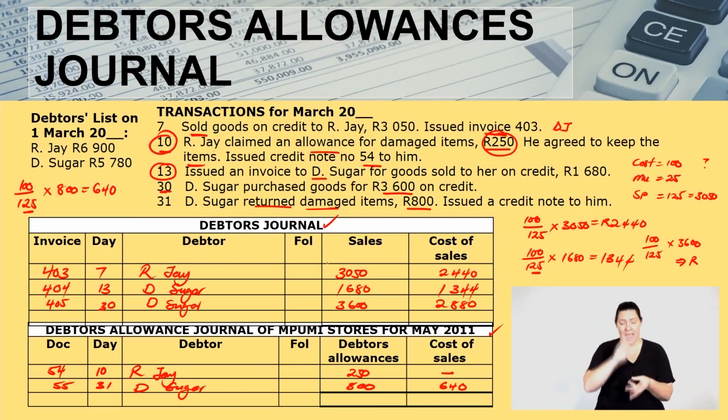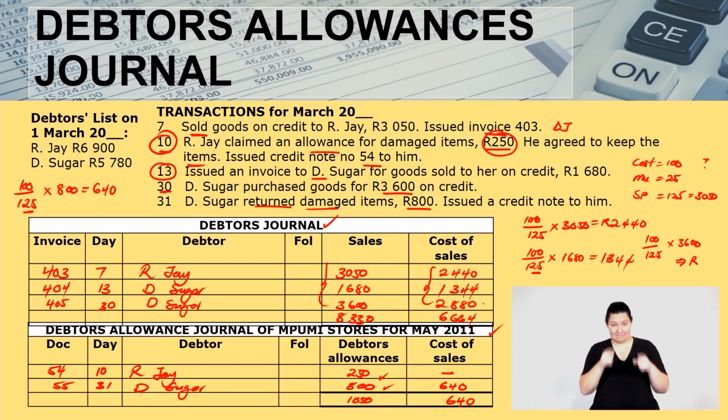Let's quickly add it up. So if we add that up, we're going to get 8,330. Keep your calculator close. Let's add this one again. How much do you get? 6,664. Let's now go to the debtors allowances journal. 250 plus 800, 1,050. Thank you so much. Here, we only have 640.